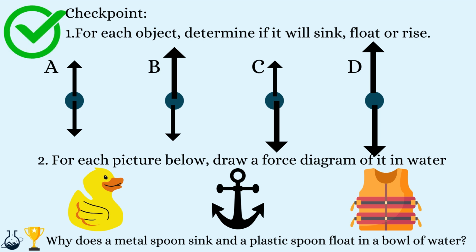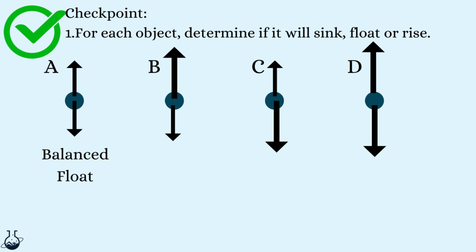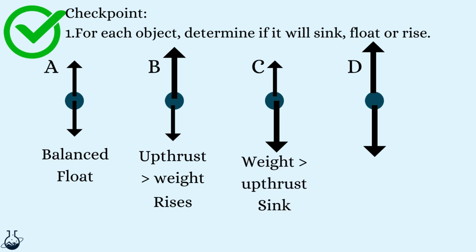Let's go through the answers. Marking pens ready. In diagram A, the arrows are equal in size, and so the forces are balanced. This object can float. In diagram B, the upthrust force is greater than weight, so the object rises up. Diagram C shows weight is greater than upthrust, causing the object to sink. And D shows larger forces but are still balanced, so we have an object with more weight floating.